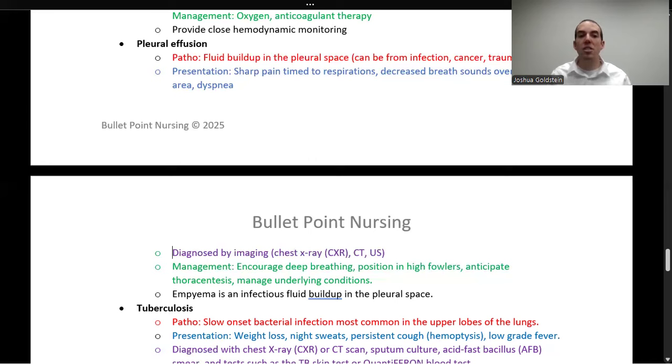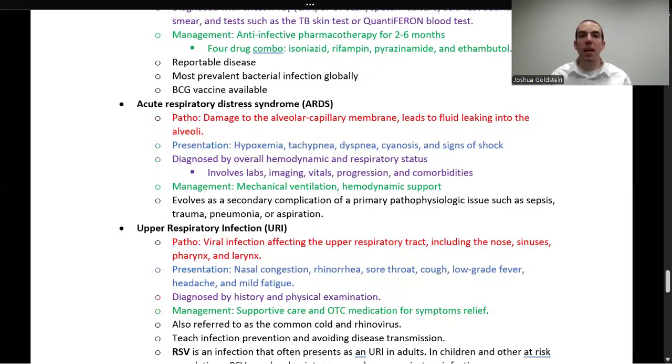The pathophysiology, it's a slow onset bacterial infection that's most common in the upper lobes of the lung. The presentation is a slow onset presentation. We'll have weight loss, night sweats, persistent cough, not usually, but very often with blood, which is called hemoptysis, and a low-grade fever. This is diagnosed with a chest x-ray, and most of you in healthcare or nursing school are probably familiar with this because we do also test for this in healthcare providers on a regular basis, either through a TB skin test or nowadays more commonly through a QuantiFERON blood test. But a chest x-ray would absolutely be the great way to find out if they have it or not.